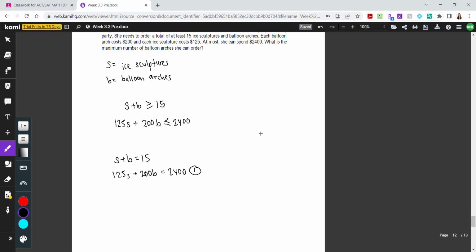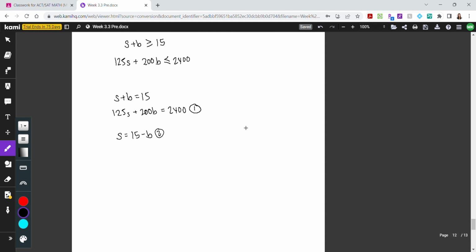I'm going to manipulate this to isolate S. So we're going to get S = 15 - B because I subtracted B from both sides of the equation. All right, so that's going to be our second equation. From there, I am going to substitute equation 2 into equation 1. That's going to give us 125 times, because I'm replacing S with 15 - B, so we're going to get 125(15 - B) + 200B = 2,400.